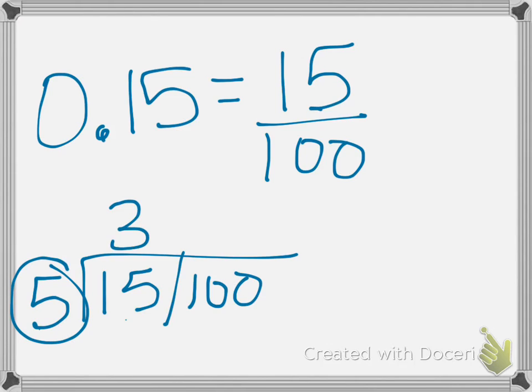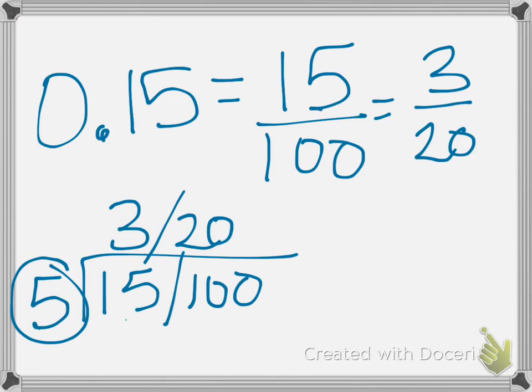5 can go into 15 3 times. 5 can go into 100 20 times. So my simplified fraction is 3/20. Always keep in mind that your decimals are division of tens, 100 or 1,000. It's always multiples of 10 that we're dividing by. Decimals are equivalent to fractions, and that's the thought process I want you to have.